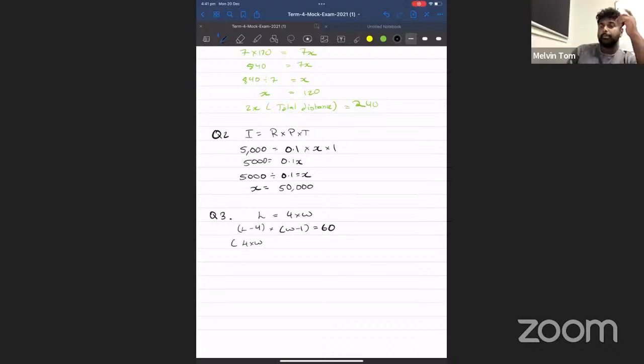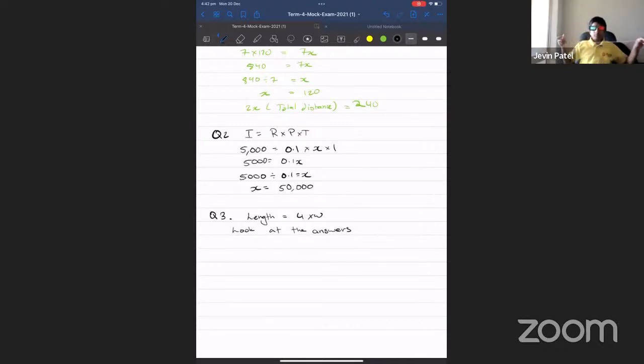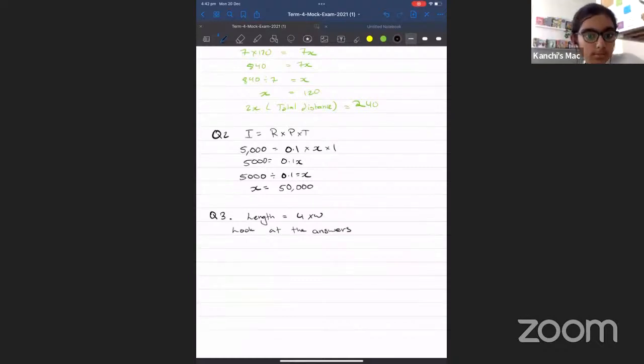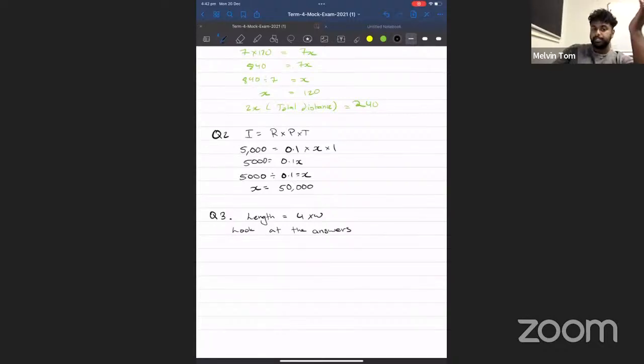Oh, this is such a silly question. I fell for the trick again, ladies and gentlemen. What does the question say? Length is equal to 4 times width. Look at the answers. Which of the answers make sense for question 3? B does. That's it, just B. So this was a trick question. You really don't have to do the maths behind it, because the actual maths behind it is very, very difficult.